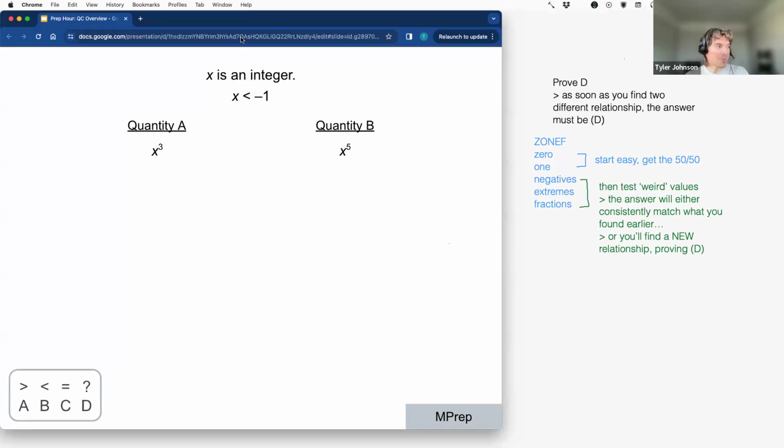In this situation, we have two rules. We know x is an integer and x is smaller than -1. So if I think about zone F, I can't use 0 because we have to be smaller than -1, and I can't use +1. And x is an integer, so I can't use fractions. So my go-tos here should be negatives and extremes.